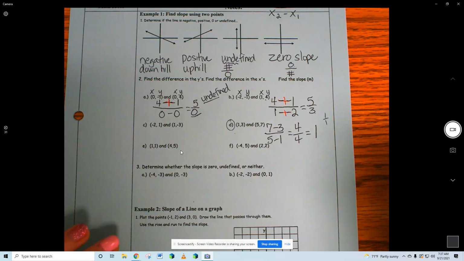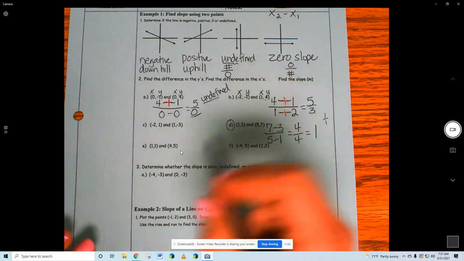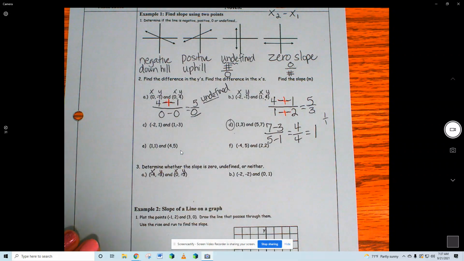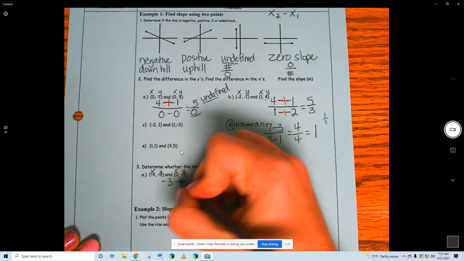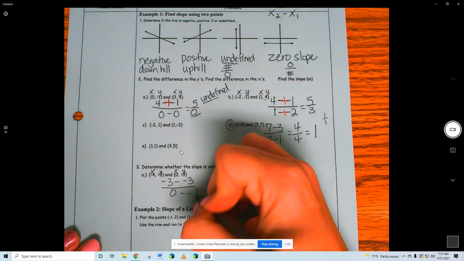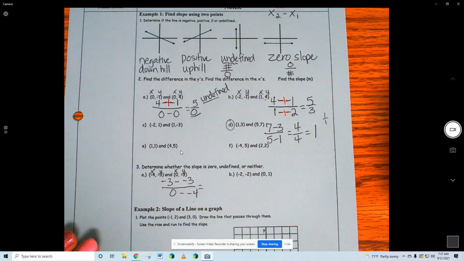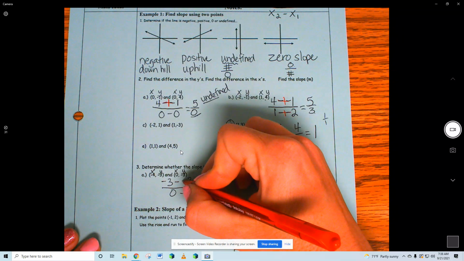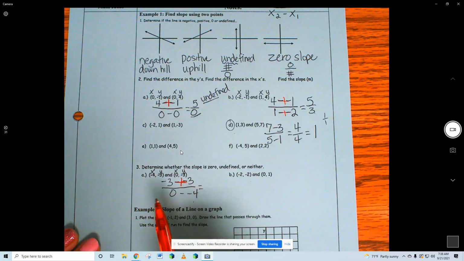So let's do number 3A and B. So 3A, XY, XY, negative 3 minus negative 3. Zero minus negative 4. Watch the signs. Negative 3 minus negative. Because these two are side by side, I make this the plus sign. Don't touch the negative in front of the first 3. That stays.